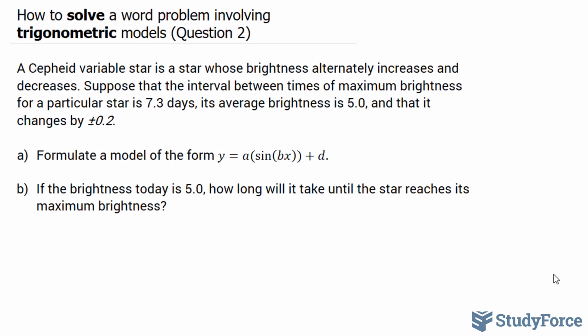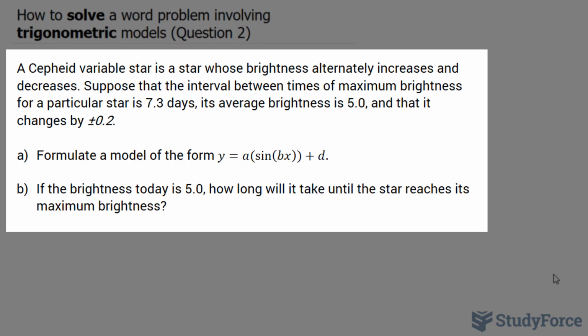In this video, I'll show you how to solve a word problem involving trigonometric models. This is question 2. The question reads, a Cepheid variable star is a star whose brightness alternately increases and decreases. Suppose that the interval between times of maximum brightness for a particular star is 7.3 days, its average brightness is 5.0, and that it changes by plus or minus 0.2.